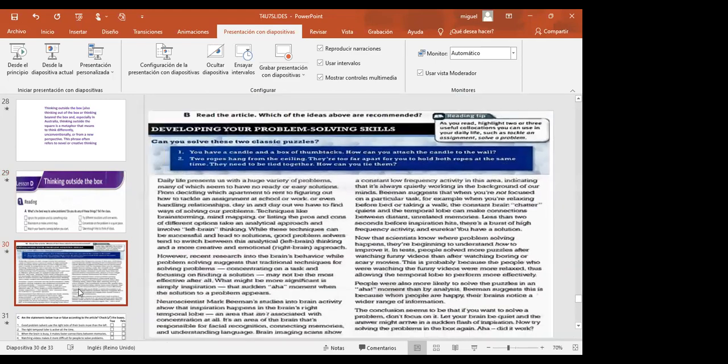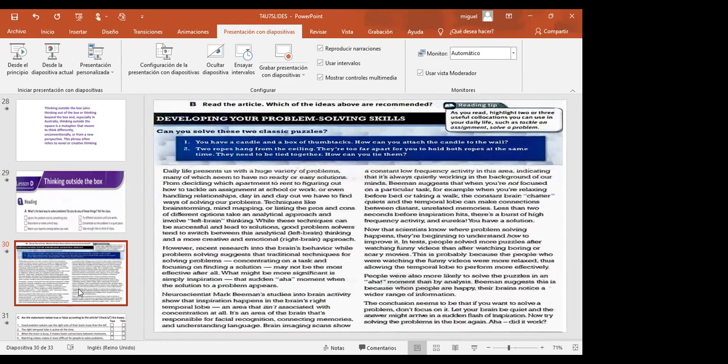Okay, we have the problem here. Remember in English, in articles, you always mention the problem at the beginning, then the solutions. Okay, so we're going to think outside the box. Let me see if I can make it bigger.